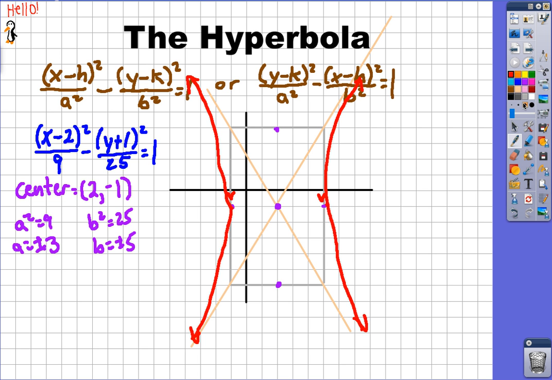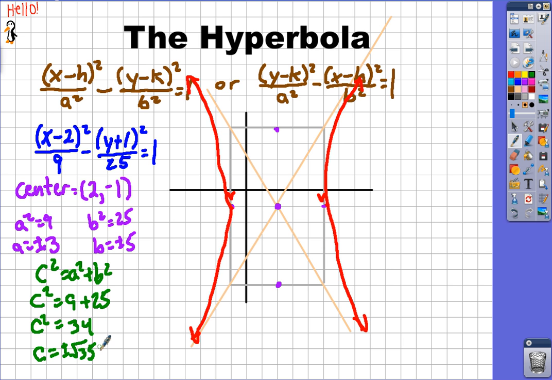Now, if we needed to find where the foci were, we have to find the c value. So c squared equals a squared plus b squared. C squared equals a squared was 9, b squared is 25. We add this up. C squared equals, what's that going to be? 34. So c is equal to plus and minus the square root of 34. Oops. My bad. 34, not 5.